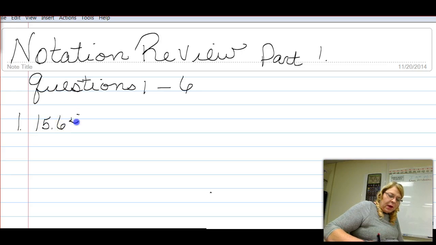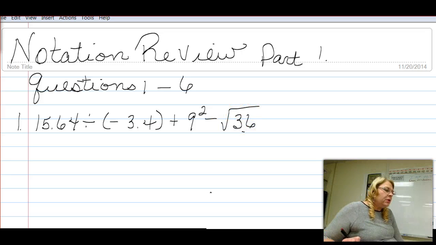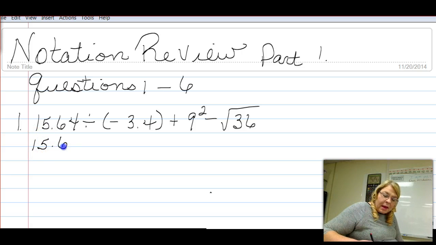15 and 64 hundredths divided by negative 3 and 4 tenths plus 9 squared minus 30 times the square root of 36. The instructions say, use proper order of operations to simplify this problem. Order of operations tells me to do parentheses first, but I don't have any parentheses that can be combined. So the next step is to do exponents. Exponents include both my square and my square root.